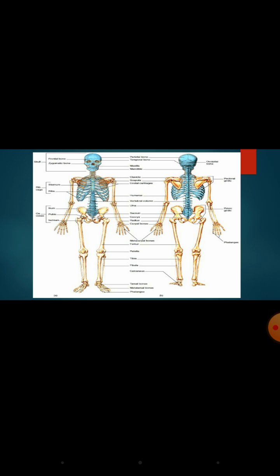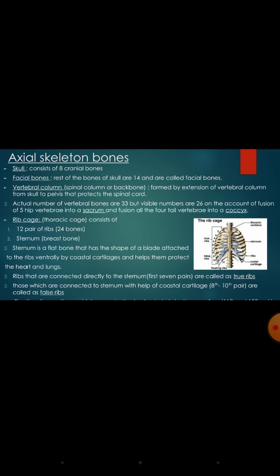This diagram shows you the whole human skeleton. The blue color shows the axial skeleton and the white color shows the appendicular skeleton. Now we are talking about the axial skeleton bones. The skull consists of 8 cranial bones, then facial bones. The rest of the bones of the skull are 14, and they are called facial bones.